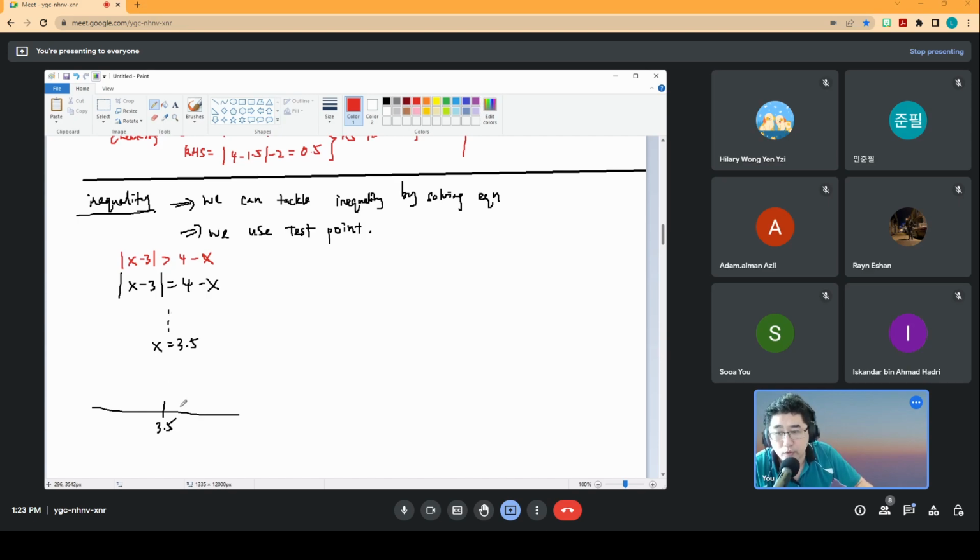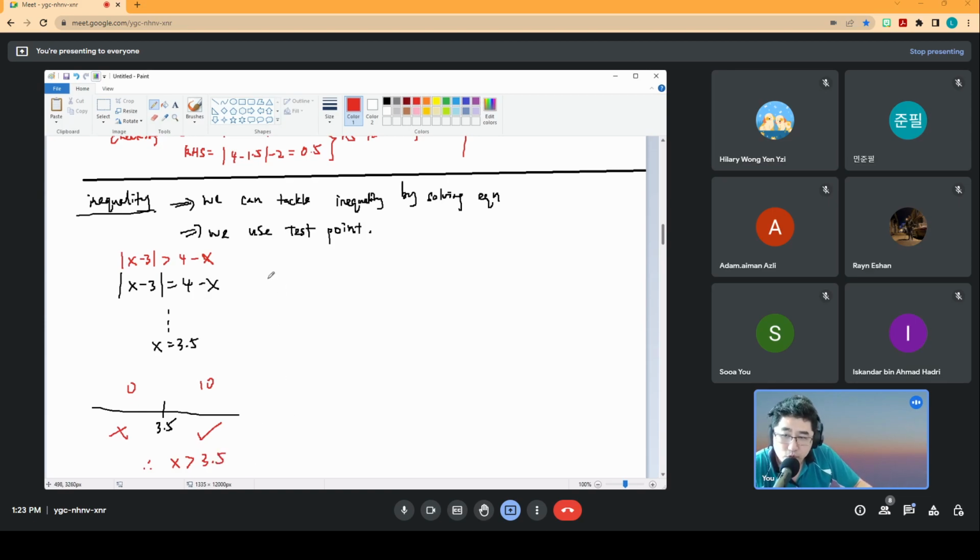We choose a number on either side of 3.5. The number line is separated into two parts, lesser than 3.5 and bigger than 3.5. Let's say I choose 0 and 10. For 0, I substitute inside, I have a 3, and this is a 4. 3 is not greater than 4, so this one is out. Let's say I choose 10. I have a 7, and this one is negative 6. 7 is greater than negative 6. This is true. So therefore, the answer is x greater than 3.5.